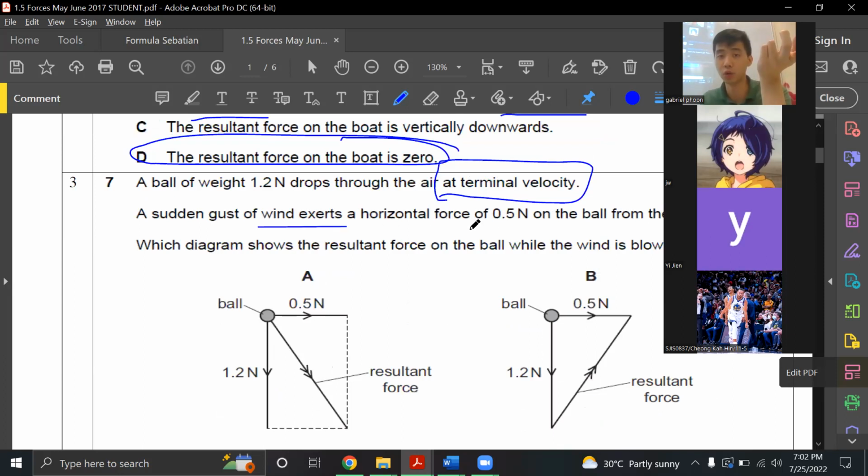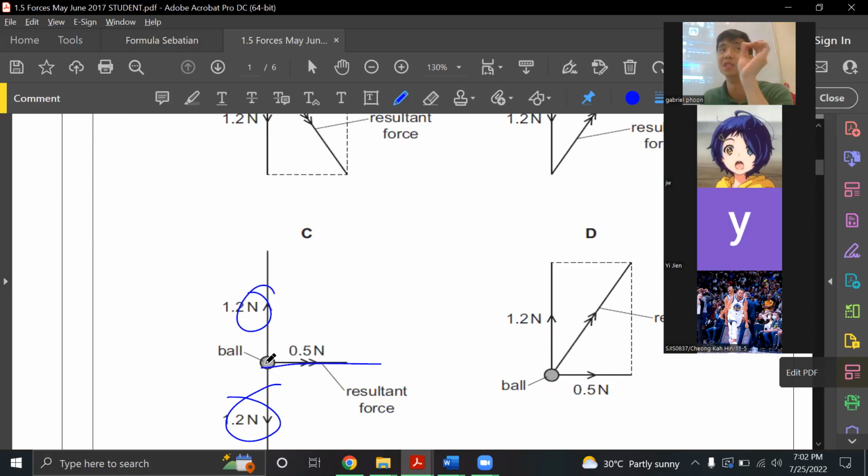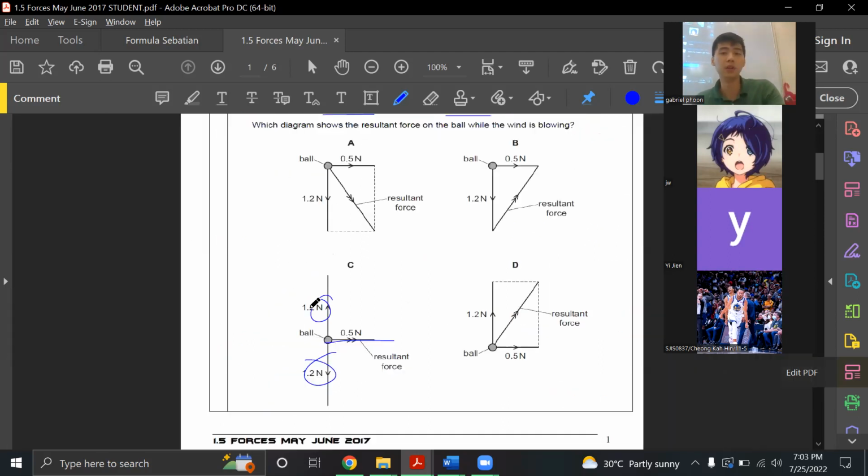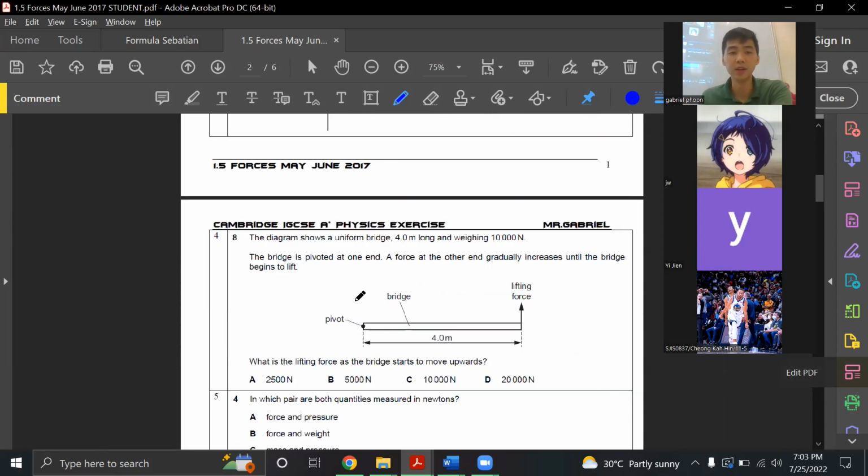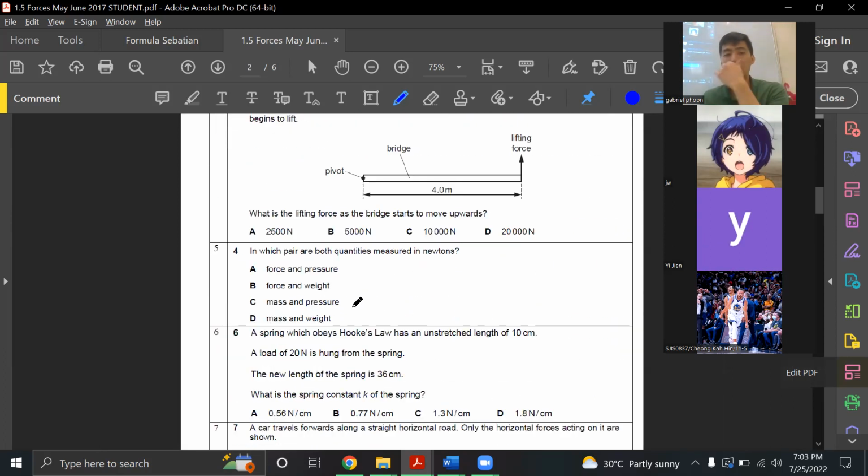Then they say there's a gush of wind. This horizontal force will have zero effect on the vertical forces, guys. Very, very important. I think a lot of you circled A as the answer. It's a very common mistake, guys. It is definitely not A. Next question.